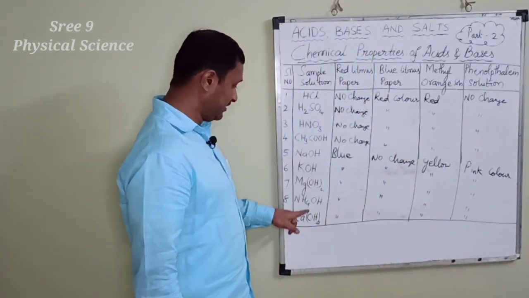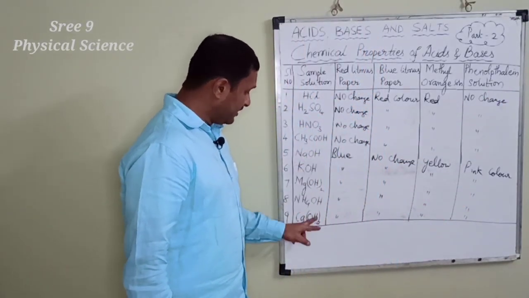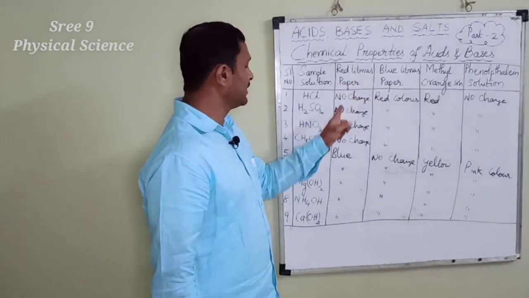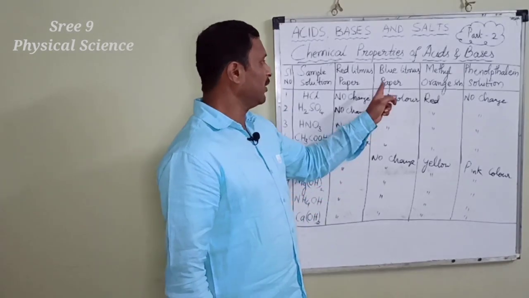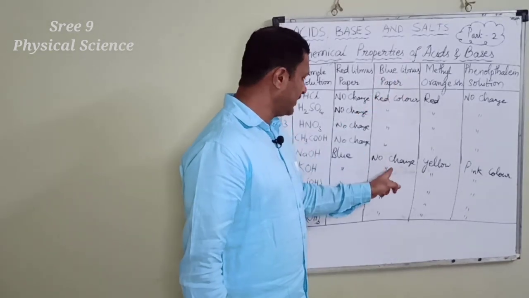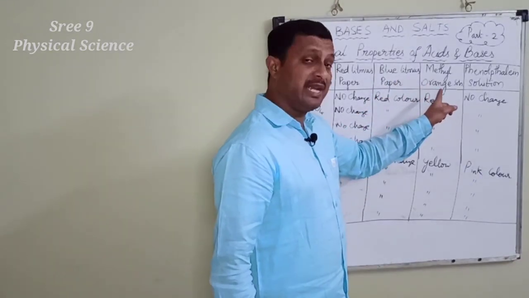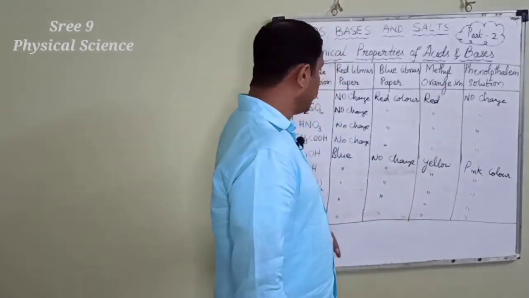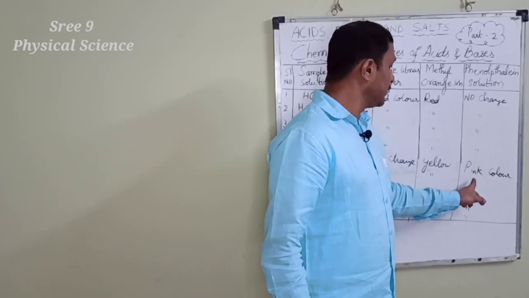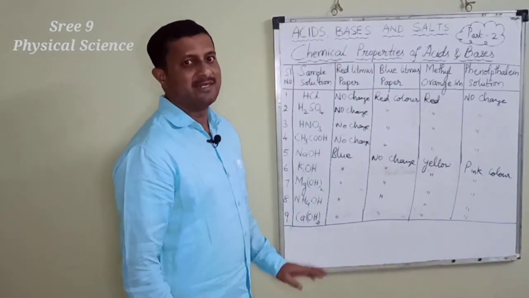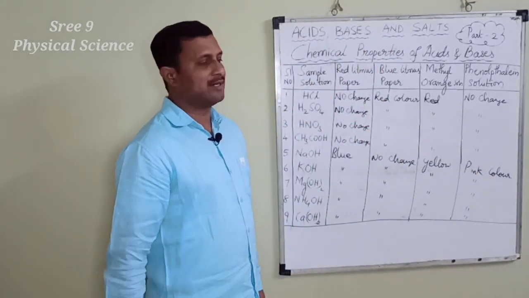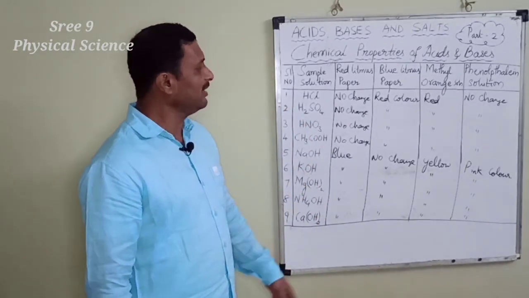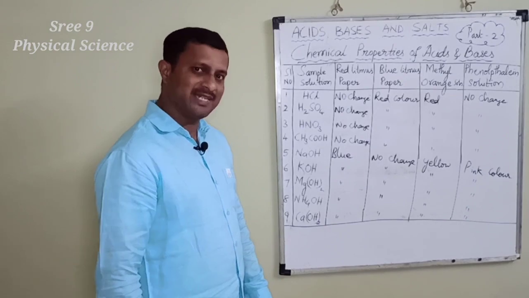Coming to bases, all bases turn the red color of the litmus paper to blue color. They will not change the color of the blue litmus paper, no change. They change the color of methyl orange solution to yellow. They change the phenolphthalein solution to pink color, right? So this is the conclusion for this table. By taking these samples in the laboratory, we will get these results, right?